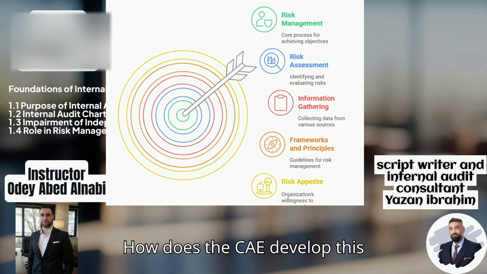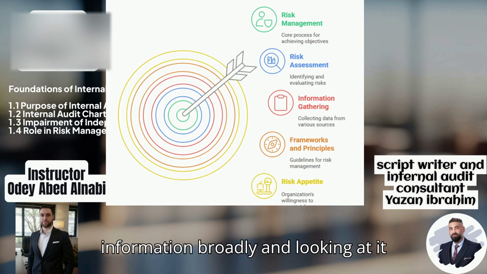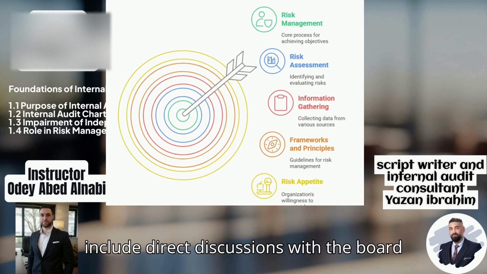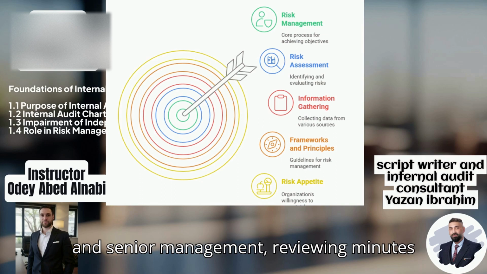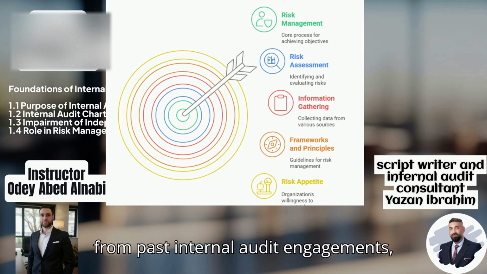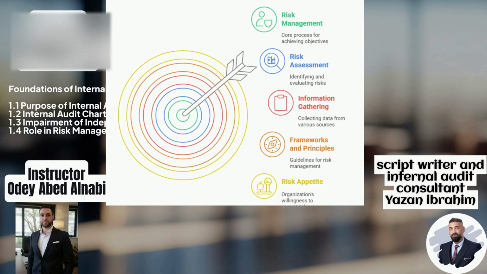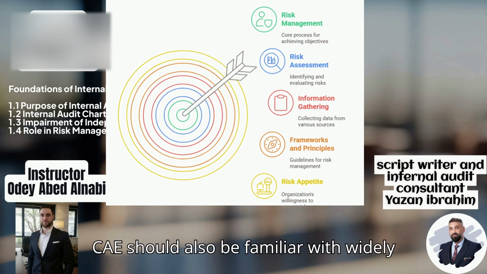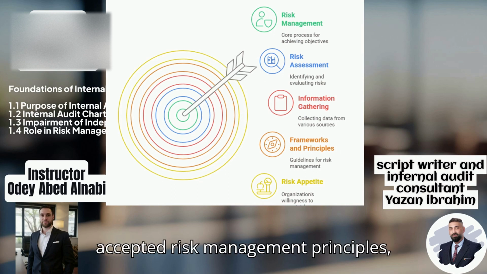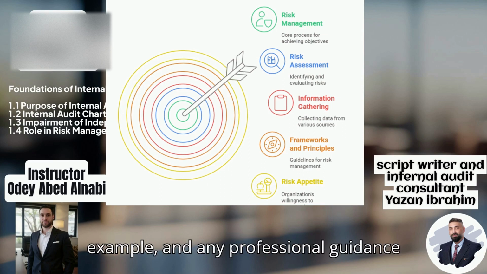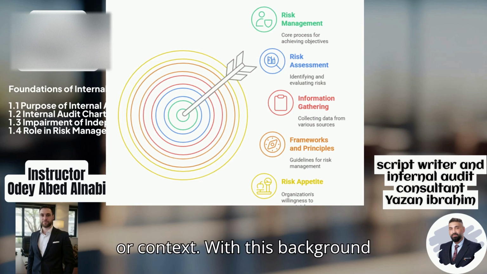How does the CAE develop this understanding? It involves gathering information broadly and looking at it comprehensively. Key sources include direct discussions with the board and senior management, reviewing minutes from their meetings and presentations, analyzing communications and work papers from past internal audit engagements, and studying assessments and reports from other assurance providers, both internal and external. The CAE should also be familiar with widely accepted risk management principles and frameworks, like COSO ERM, for example, and any professional guidance specific to the organization's industry or context.